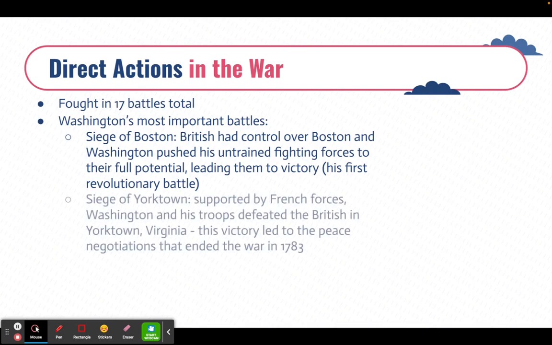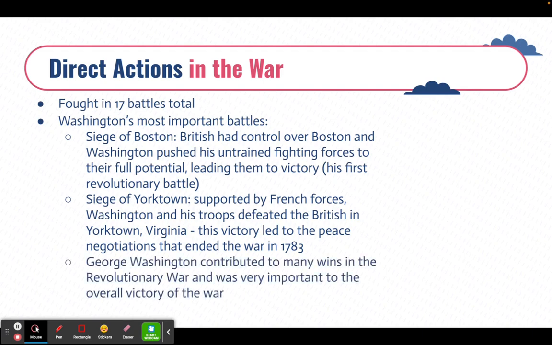His last Revolutionary battle was the Siege of Yorktown. He was supported by French forces, and him and his troops defeated the British in Yorktown, Virginia. This victory directly led to the peace negotiations that ended the Revolutionary War in 1783. George Washington contributed to many wins in the Revolutionary War, and without him, they may not have been able to win the Revolutionary War.